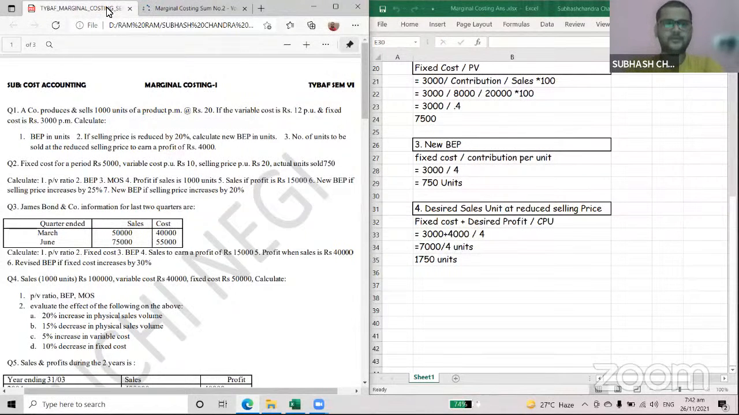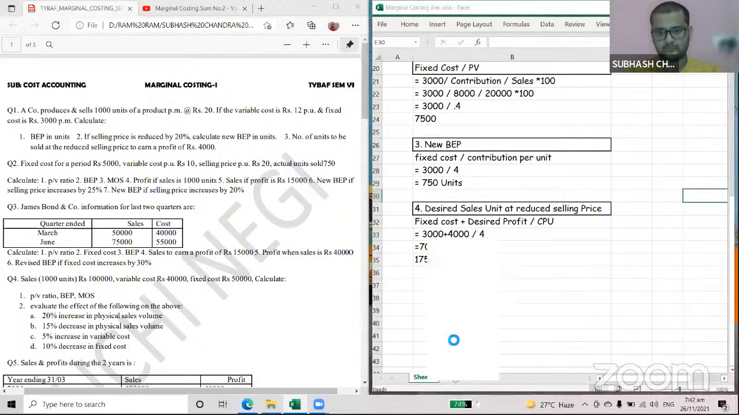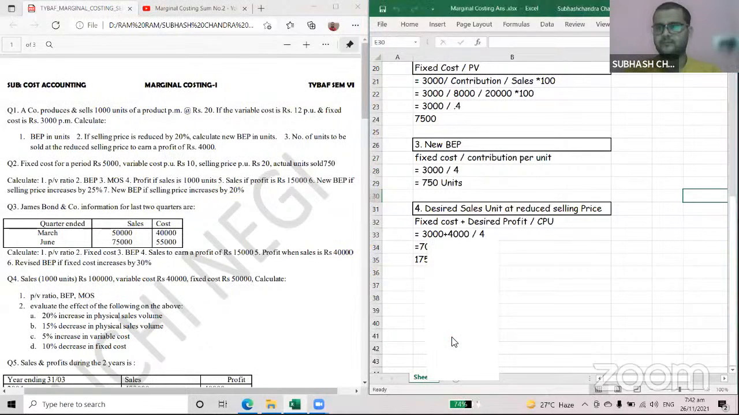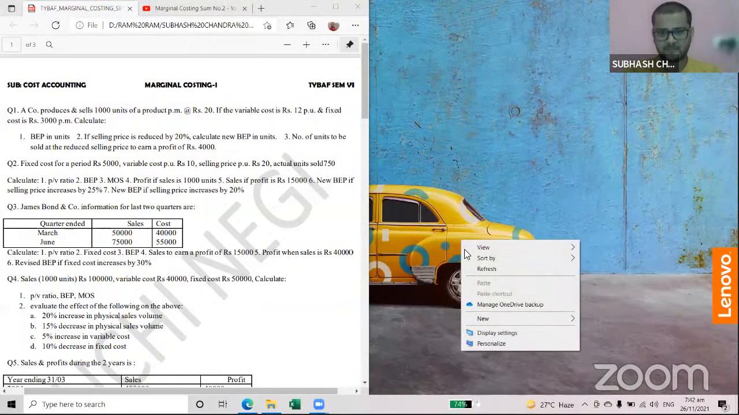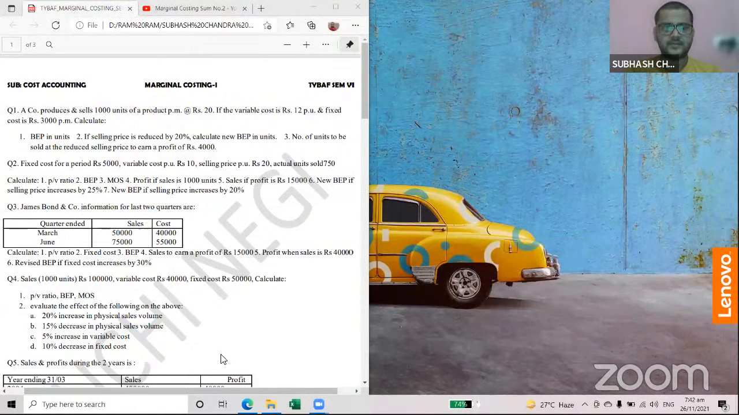Now see, as I told you, today we will be starting with question number 2. Question number 1 we already did. Just wait for a moment. Now try to observe question number 2. It's a very simple question.